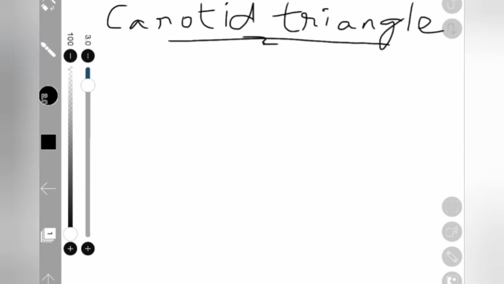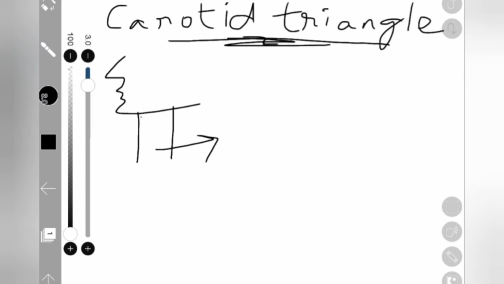Hello everyone, today I'll teach you about the carotid triangle. Now consider this as your face. Okay, this is the side of your face. I know it's hard to believe. And this is the neck.